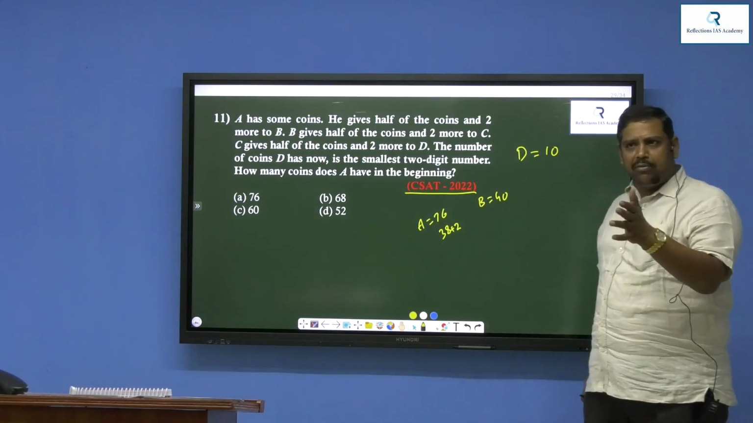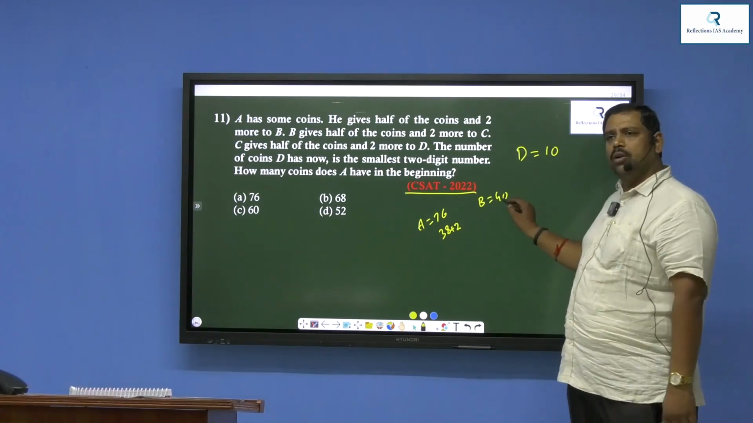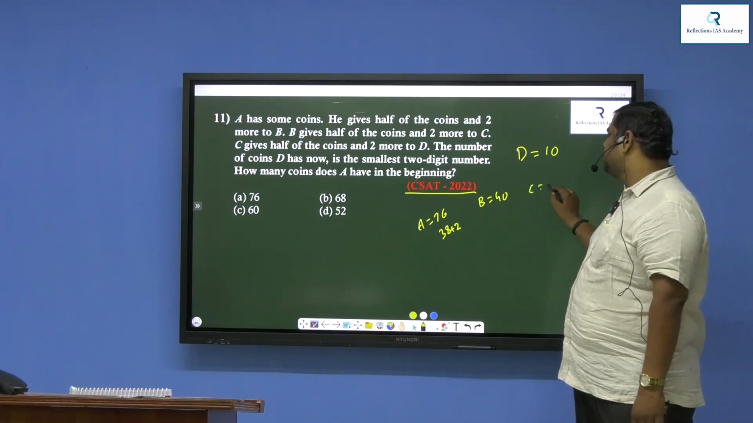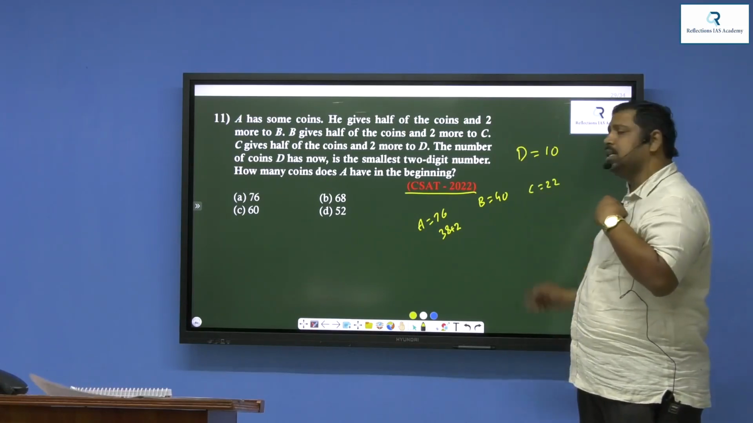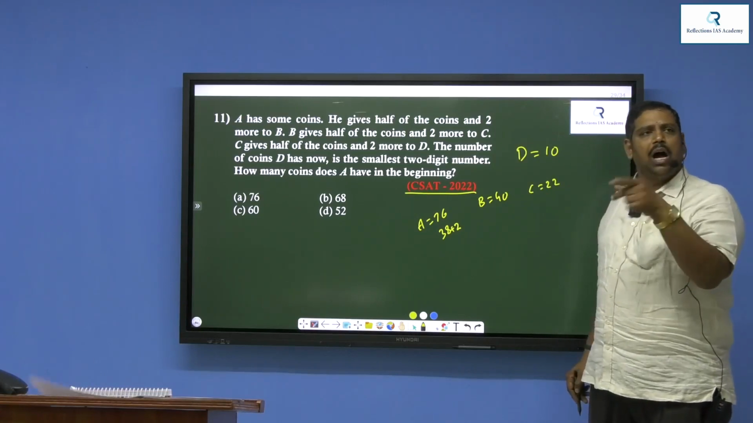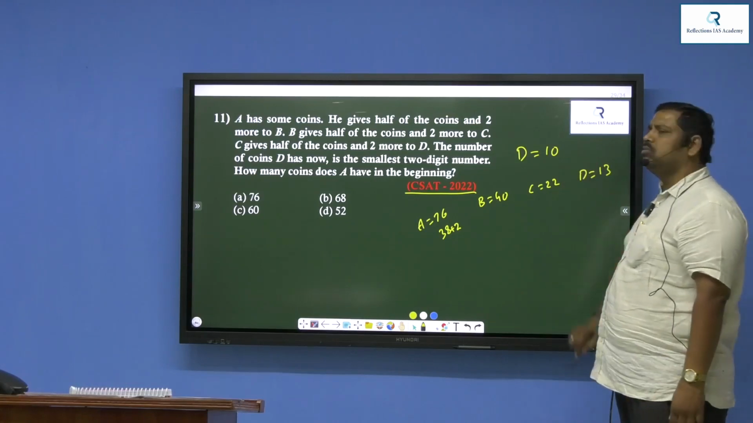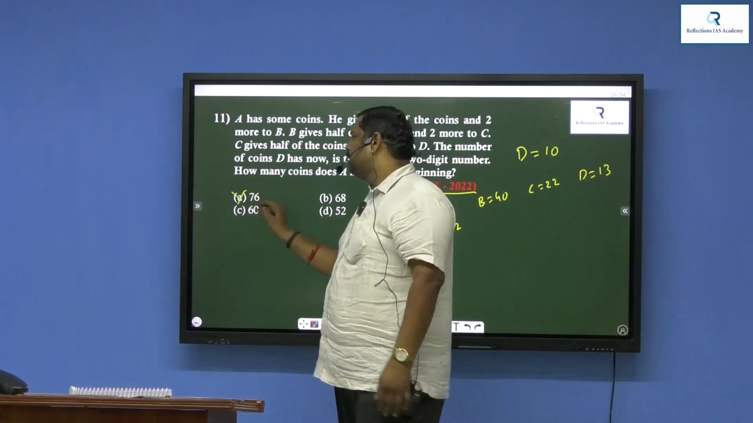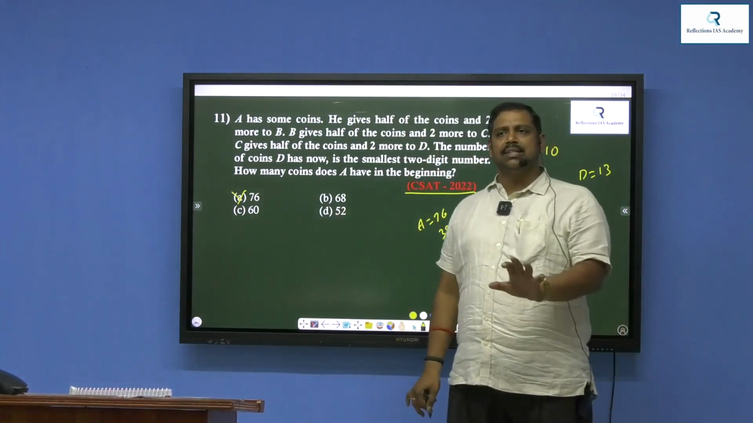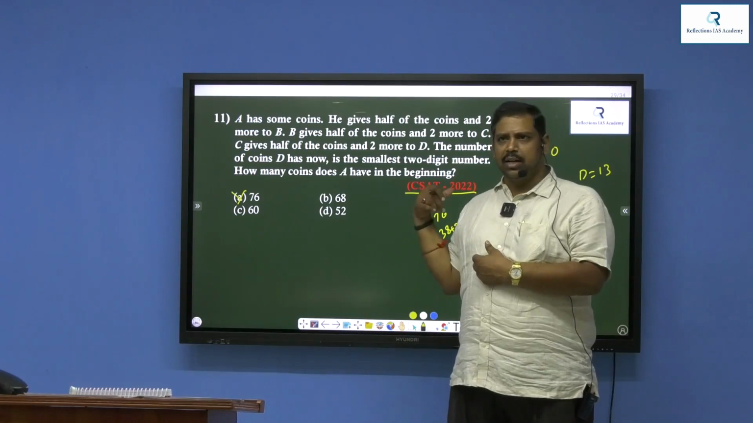B gives half and 2 more to C. Half is how much? 20. 2 more means C has 22. Then C gives half and 2 more. Half is 11. 2 more means D got how much? But D is supposed to be 10, so will 76 be the answer or not? Ruled out. Try the next option. Got it? This is one procedure to solve the problem. Hope you understand that.